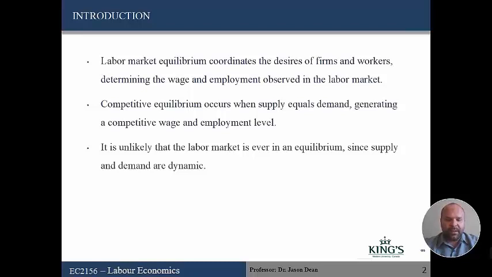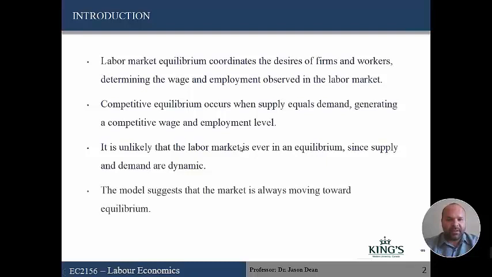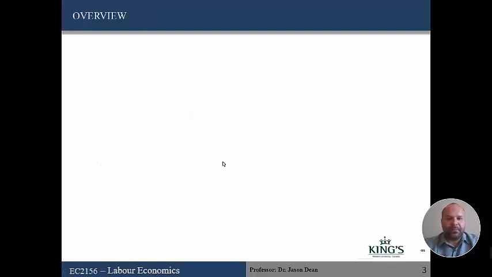In reality, it's unlikely that a labor market will ever be in an equilibrium because there's things that are changing all the time. Supply and demand are dynamic, but you can think of it as sort of a moving target that the market is moving towards. So a market will always be moving towards an equilibrium, but it may not ever get there.